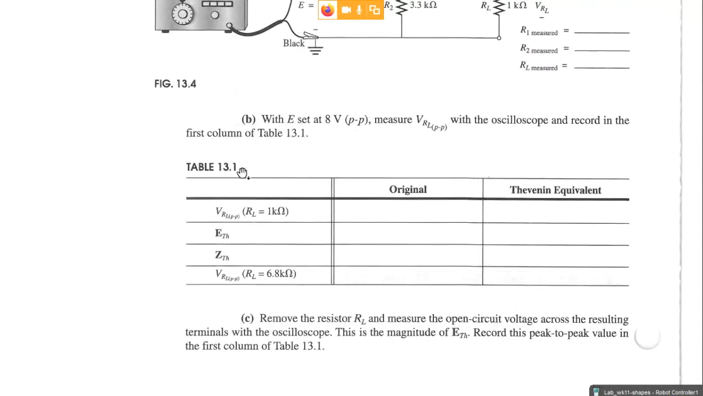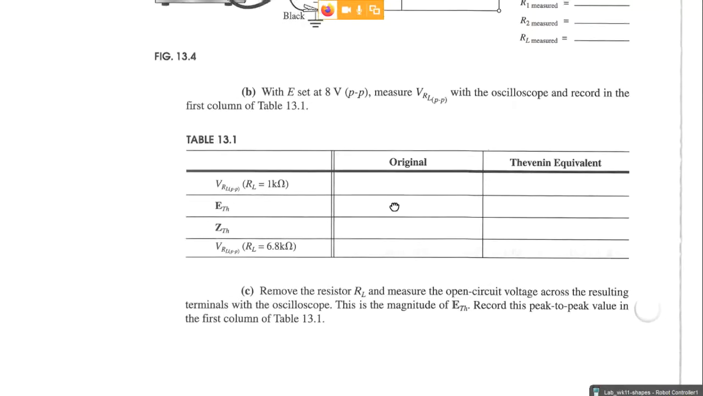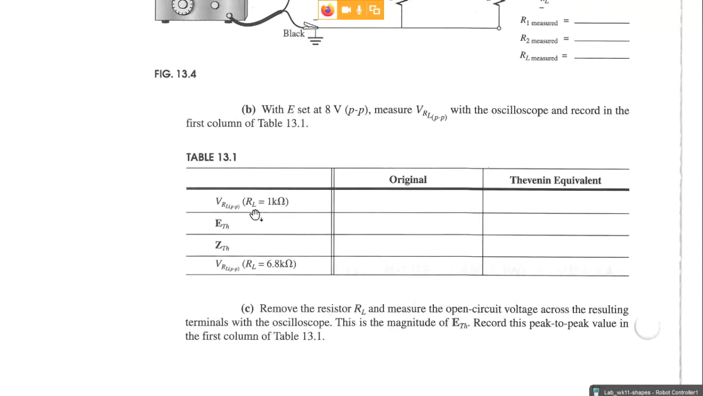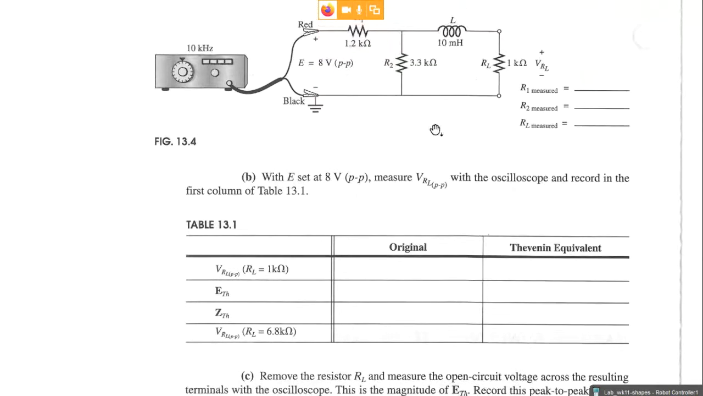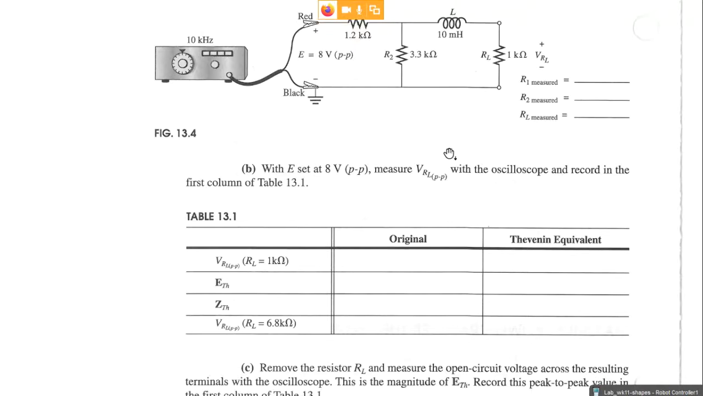And here is table 13.1, where we're going to calculate the E Thevenin and Z Thevenin. Okay, so we're going to find out what E Thevenin and Z Thevenin are for this circuit here, breaking at node A and node B, where RL is connected. He didn't actually label those this time, but that's the A and B.